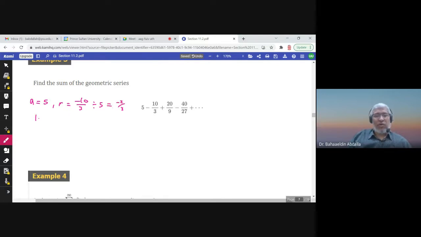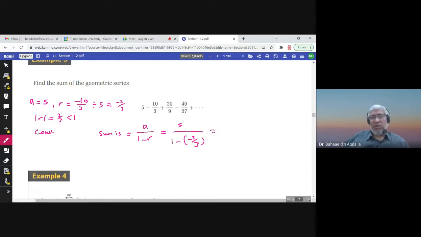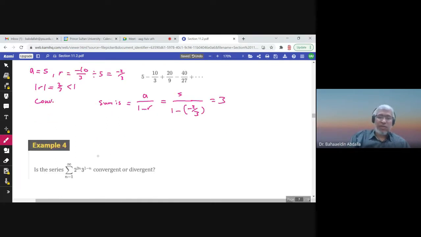Notice that the absolute value of r is 2 over 3, and this is less than 1. So this series is convergent, the geometric series, and we can find the sum. The sum would be a over 1 minus r. A is 5, 1 minus r is 1 minus -2 over 3. Okay, so 5 over 1 plus 2 over 3. The answer is 3. So this is the sum of this series.